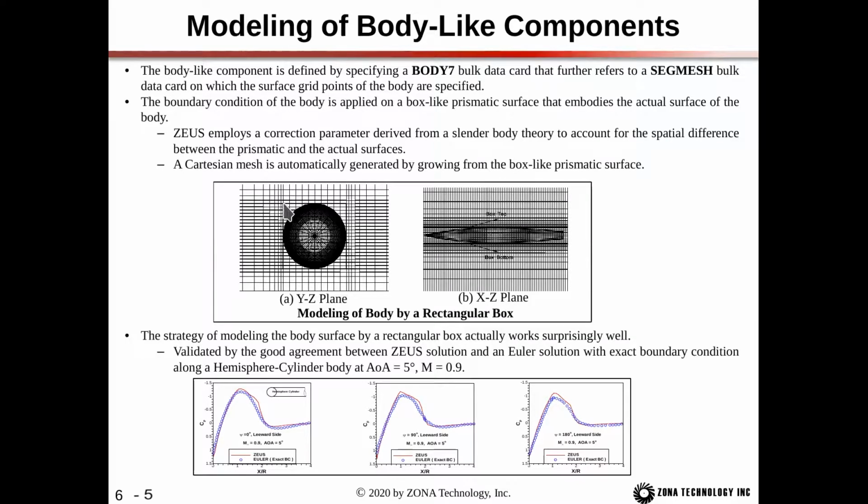Note that the user doesn't have to model this box explicitly, and we'll see that later. You just need to input the surface panel model, and then ZEUS will determine where that box goes, and then automatically grow the mesh off of that.